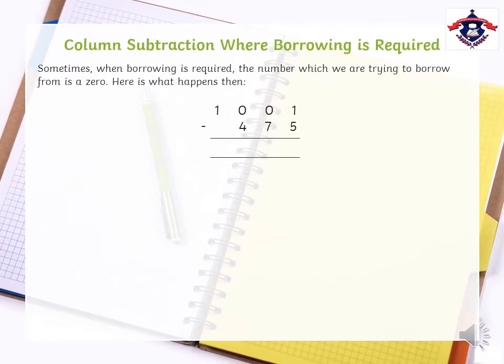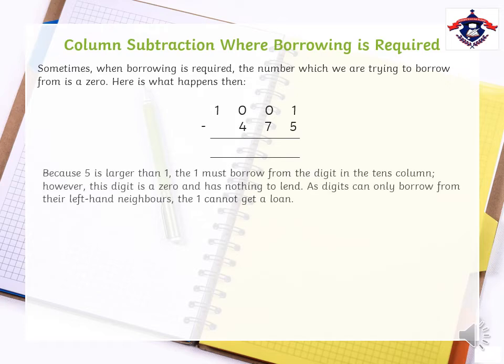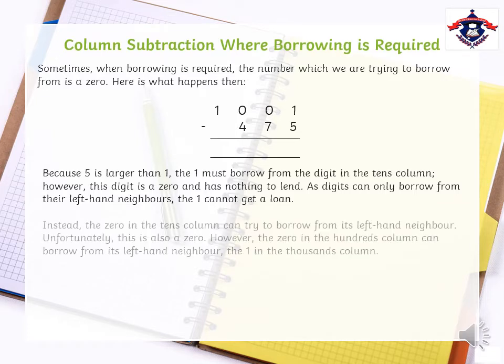Often, borrowing becomes difficult when the number which we are trying to borrow from is a 0. Now see what happens next. As you know, 5 is larger than 1, so the 1 must borrow from the digit in the tens column. This digit is a 0 and has nothing to lend. So what can we do now?